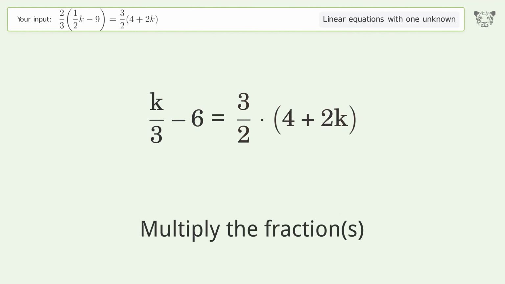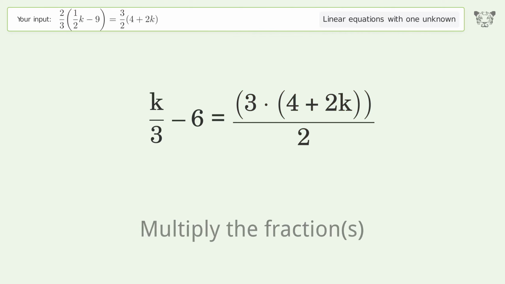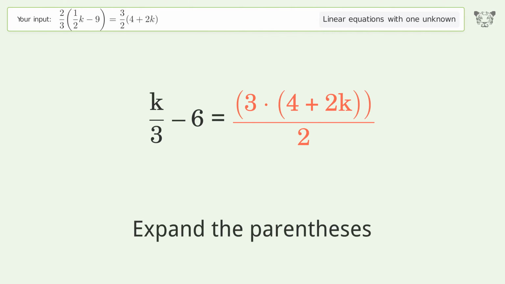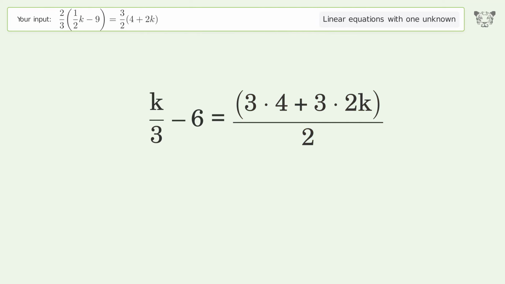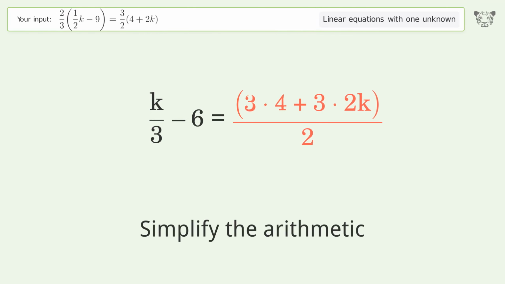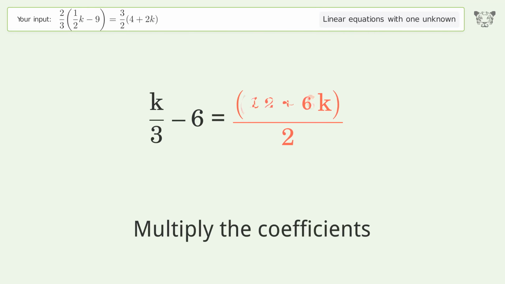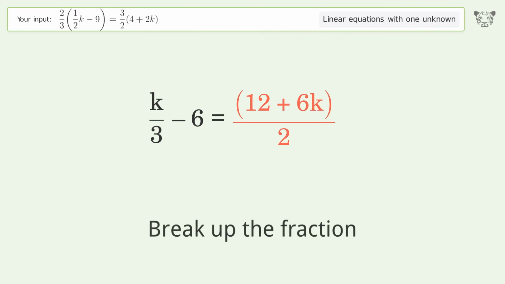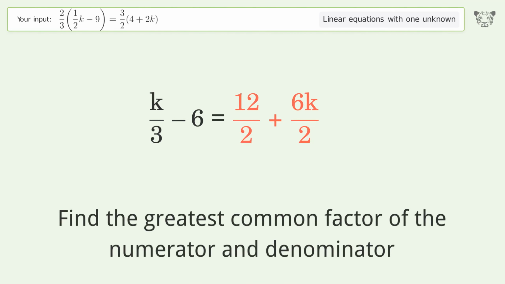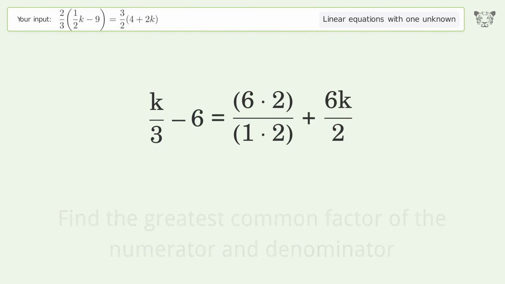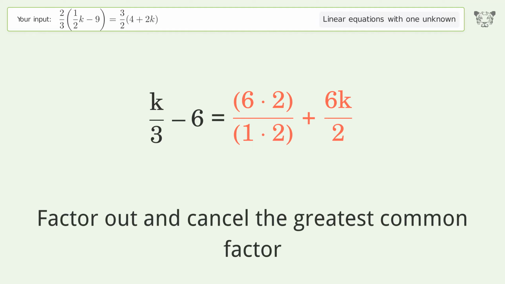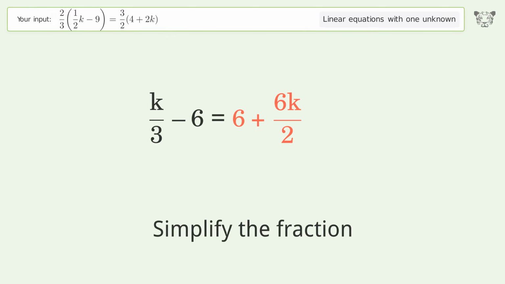Multiply the fractions. Expand the parentheses. Simplify the arithmetic. Multiply the coefficients. Break up the fraction. Find the greatest common factor of the numerator and denominator. Factor out and cancel the greatest common factor. Simplify the fraction.